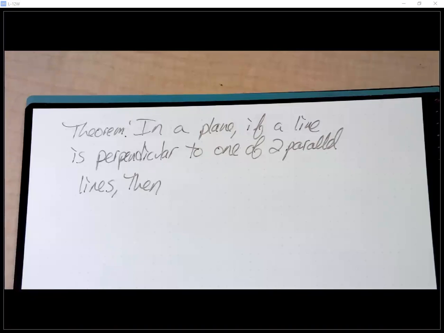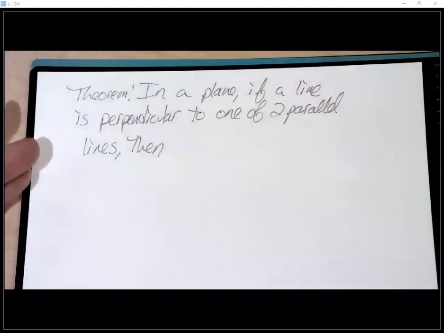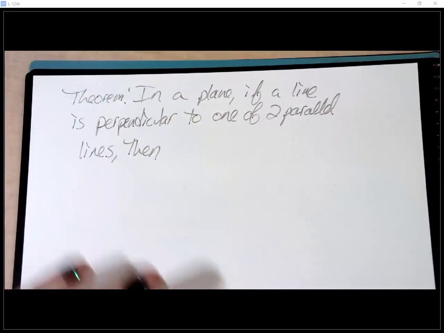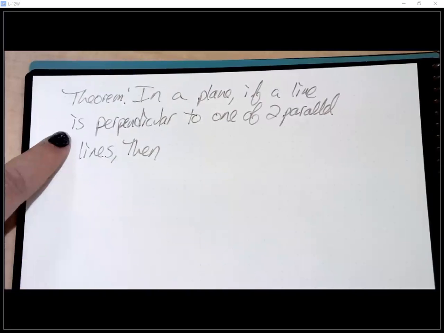All right, let's see if we can figure out how to finish this sentence. I'm going to draw you a picture demonstrating this. Let's assume that the plane is my paper, so I'm on the plane represented by my paper. If a line is perpendicular to one of two parallel lines.